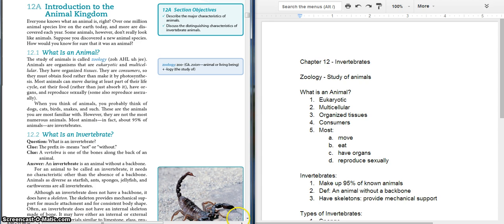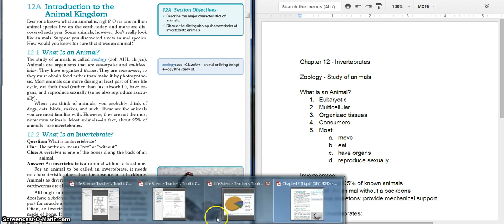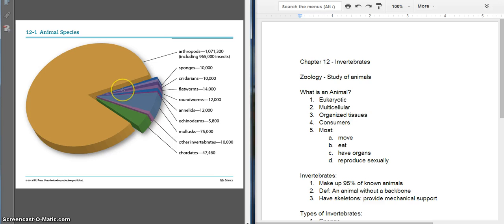If we wanted to see what type of invertebrates are the most popular, we'd pull up this chart here. And we see arthropods compose the majority of the invertebrates. These are mainly insects, but some other things also. We get sponges, cnidarians, flatworms, roundworms, annelids, echinoderms, mollusks, other invertebrates, chordates, all of our animal species. But we see here that most of our animals are invertebrates. And in fact, most of the invertebrates are arthropods, with the majority of arthropods being insects.